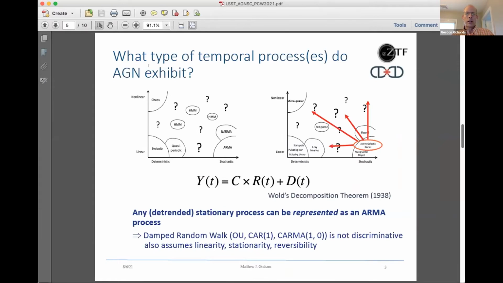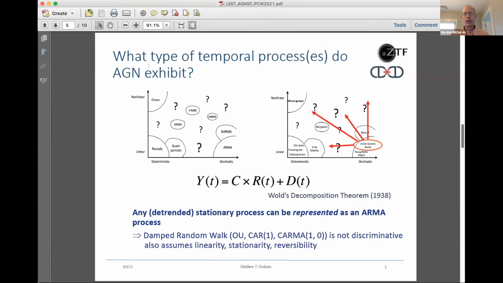So this time series analysis allows us to describe temporal processes as deterministic versus stochastic, as Eric was saying, or linear versus nonlinear. We can map out different types of behavior in astrophysical classes of objects to different regions of this space. And so the question is, where do AGN belong? We currently think of them as linear and stochastic, but that's not necessarily the case.